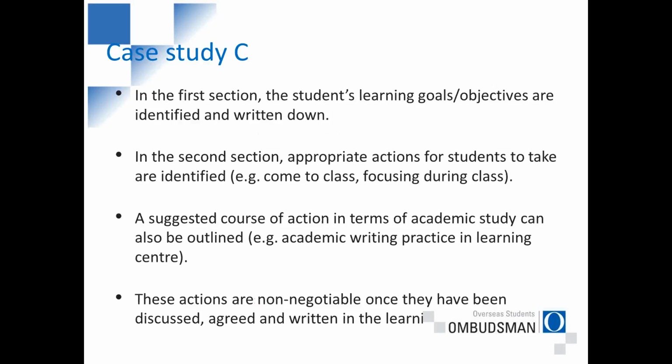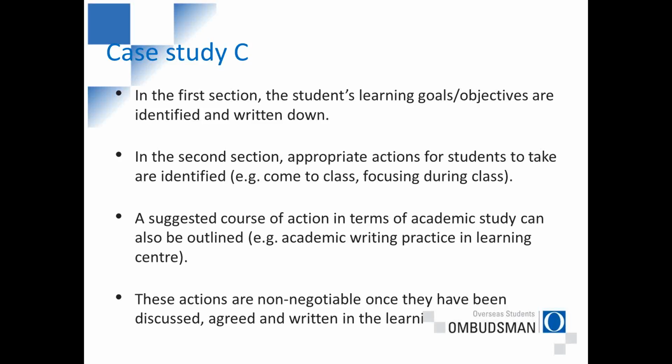clear that if they don't do those things or don't achieve the goals set out in that learning contract, then that can be a measure of not having achieved the satisfactory course progress. So in the first section of that learning contract, they set out the student's goals and objectives and the actions that the student needs to take. And that could be a range of things such as coming to class, focusing during class.